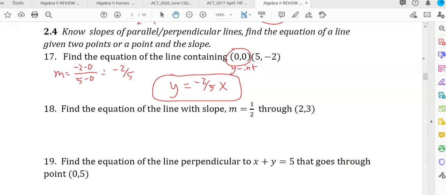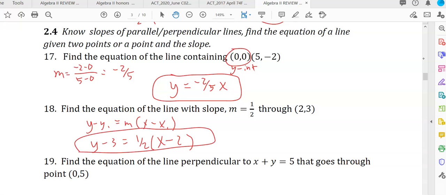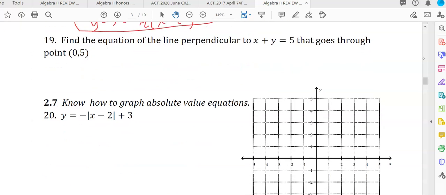So this one has a slope of m and goes through the point there. Find the equation. The fastest way to get that, if you know it, is y minus y1 equals m times x minus x1. So I'm going to do it the fast way. So y minus 3 equals 1/2 times x minus 2. That's the fastest way of writing your equation using the point-slope formula.